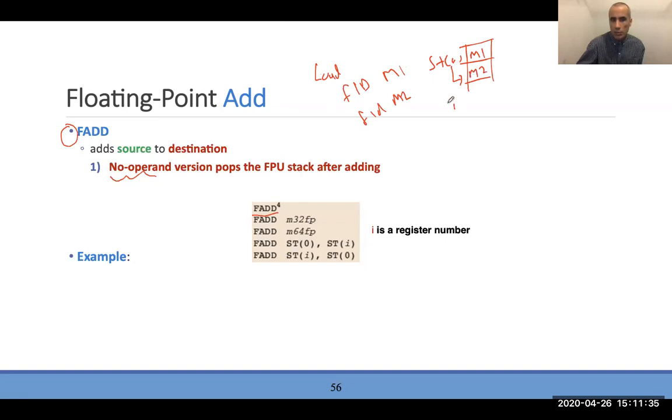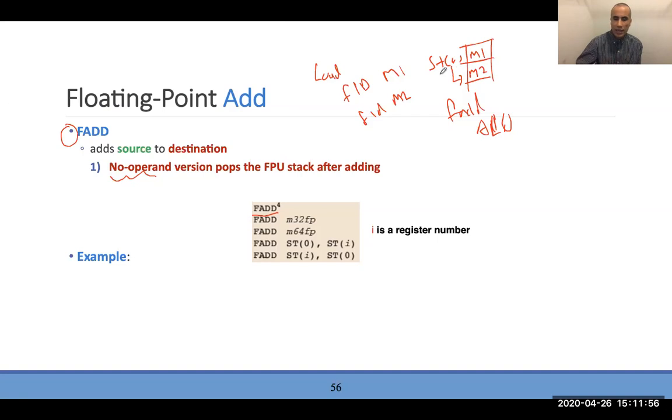Once we load them, then we're just going to say FAdd. So the ALU, the arithmetic logic unit, already knows where those values are. It already knows that they're on the top of the stack. So the ALU is going to go there, copy them inside the ALU, do the operation, and push the result onto the top of the stack.